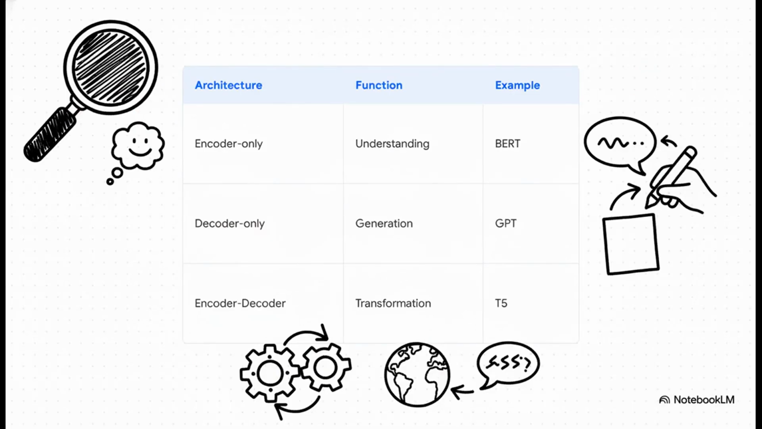Now, not all transformers are built the same. There are a few key flavors. You've got encoder-only models, like BERT, which are fantastic at understanding context for things like sentiment analysis. Then you have decoder-only models, like the GPT family, which are built specifically for generating new text. And finally, you have encoder-decoder models, which are perfect for transformation tasks, like translating from one language to another.